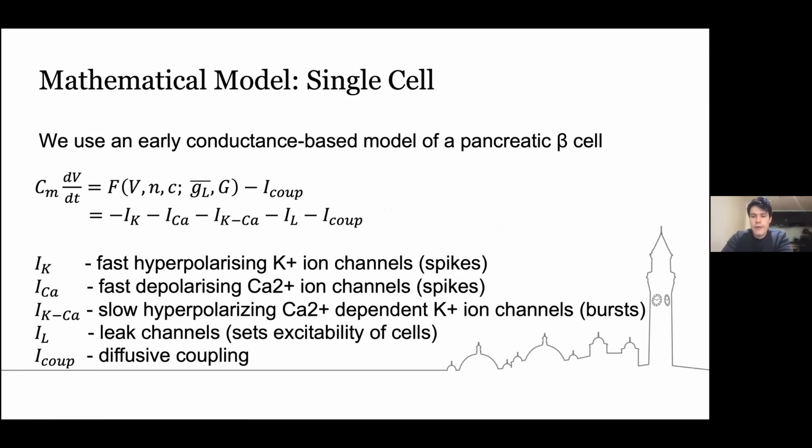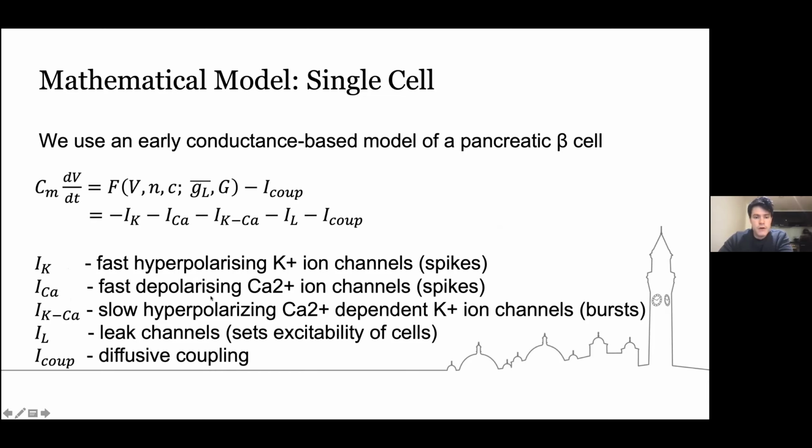Okay, so the mathematical model for a single cell we're going to use is an early conductance-based model of the pancreatic beta cell. It's a lot like a Hodgkin-Huxley type formulation. So it's got fast hyperpolarizing potassium channels and calcium channels, which lead to the calcium channels depolarizing, and these cause the fast spikes. This is similar to the sodium and potassium in the Hodgkin-Huxley model. But it also has calcium-dependent potassium channels, which will lead to bursting.